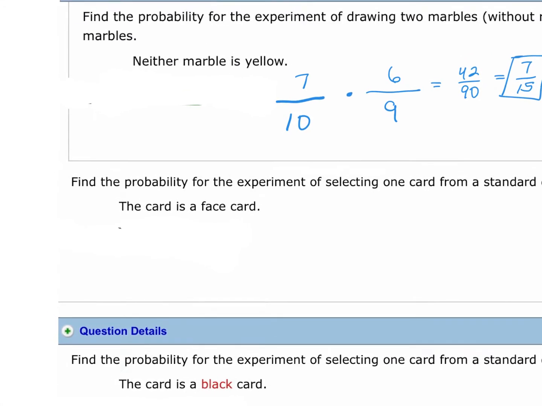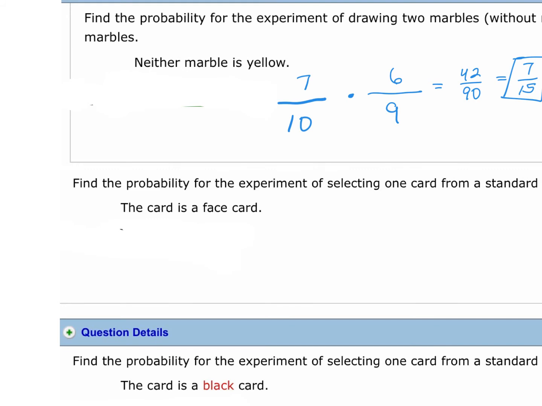All right, now again, for the card ones, I'm going to give you the deck of cards so you can see it. But this just says find the probability of selecting one card from a standard deck. That just means out of 52. How many face cards are there? 12. Reduce that. 13. Yep.